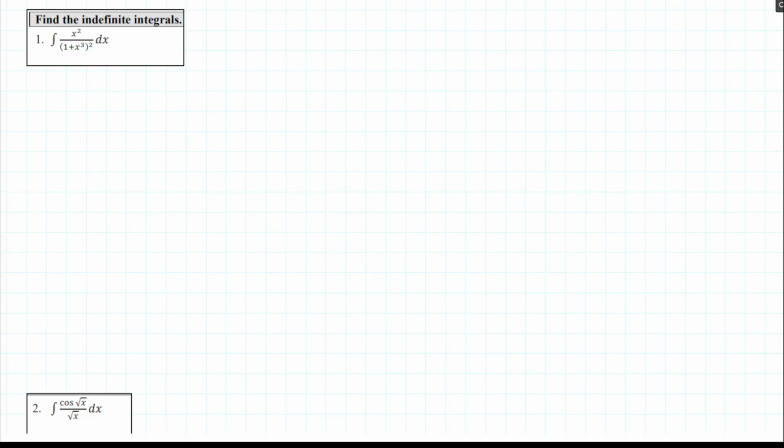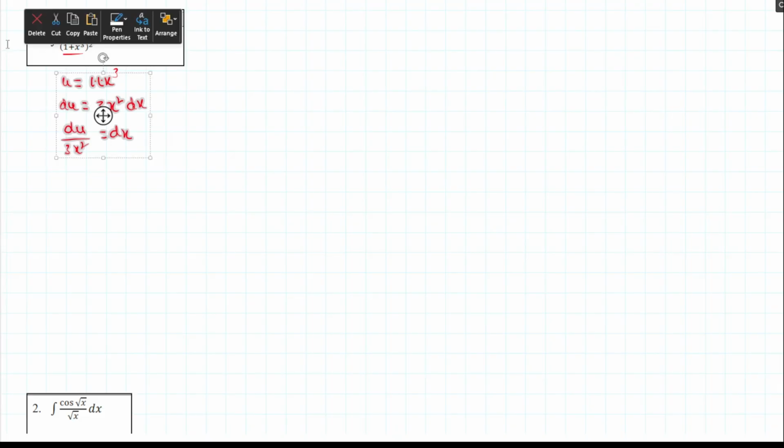Okay, so let's move to this problem. We have the integral of x square over 1 plus x cube whole square dx. Here you can see the derivative of the inside, 1 plus x cube, is available outside. So you can choose u equal to 1 plus x cube. Then du equals the derivative of 1, which is 0, plus the derivative of x cube, which is 3x square dx. Dividing both sides by 3x square, you will get dx.